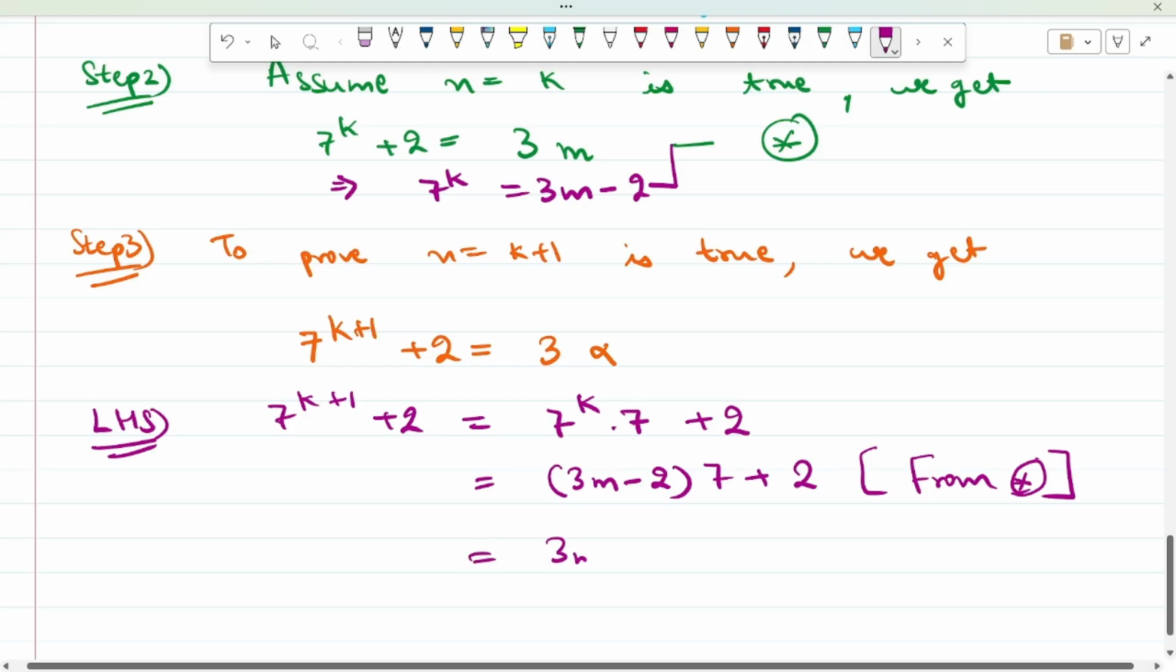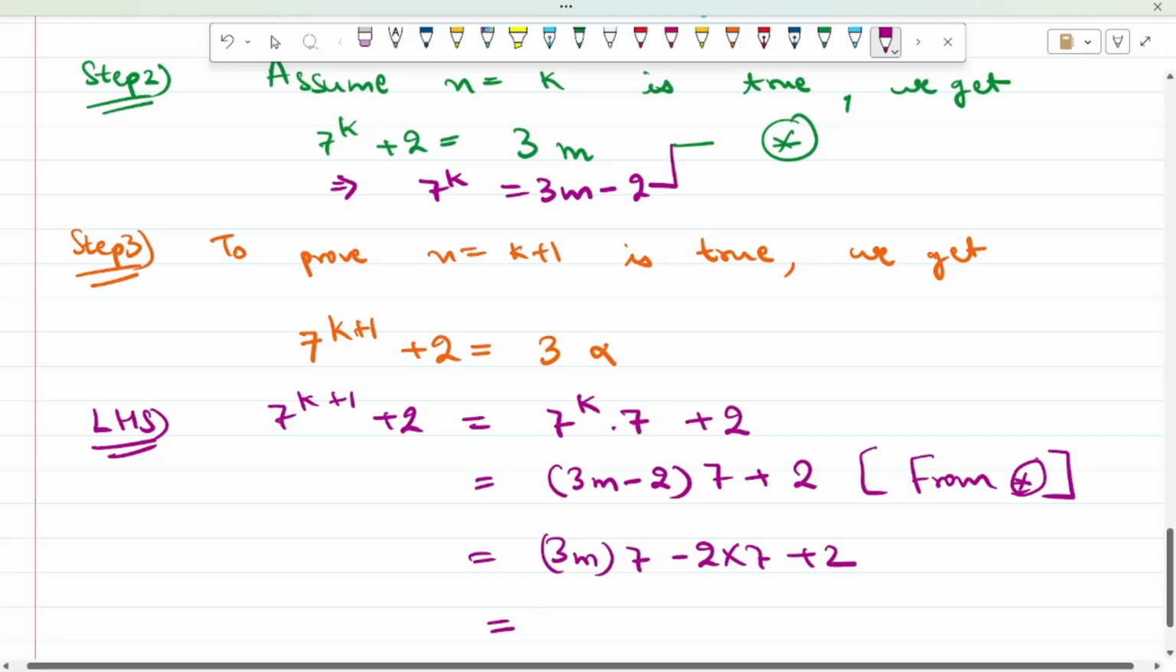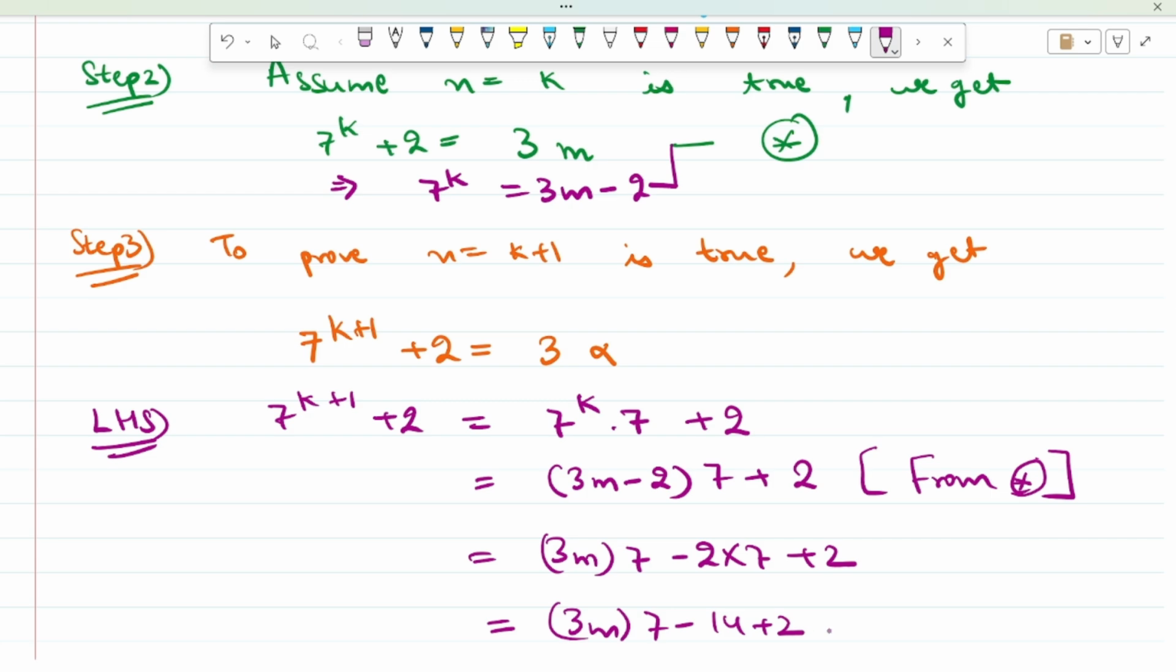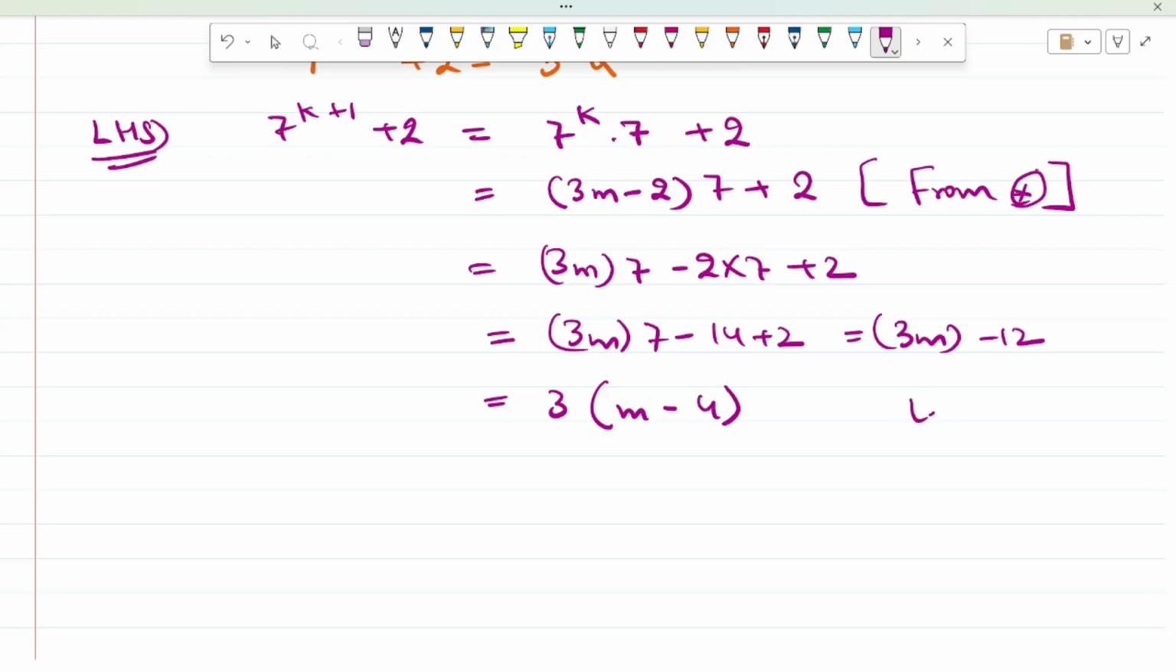It's 3m. I'm now using the BODMAS and multiplying 7 with a bracket, minus 2 times 7, plus 2. What you're gonna get further? 3m times 7 minus 14 plus 2. That's basically your 12. 3m minus 12. Now 12 is 3 times 4. Can I pull 3 out, right? So what is left here? 3m minus 4. So can I say let your alpha is equal to m minus 4.